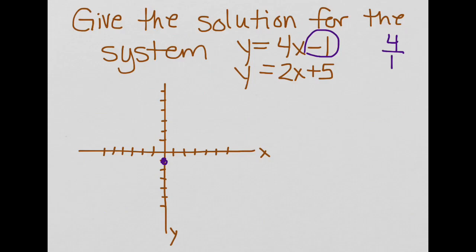And from my starting point, I'm going to rise 4, 1, 2, 3, 4, and run 1. That puts me right there. So this first line is pretty steep. It's going to go through both of those points. Now the second line I'm going to graph in pink. It's also already in slope-intercept form, but my slope is not a fraction, so I'm going to go ahead and turn that into 2 over 1 so I can have it in the form rise over run.